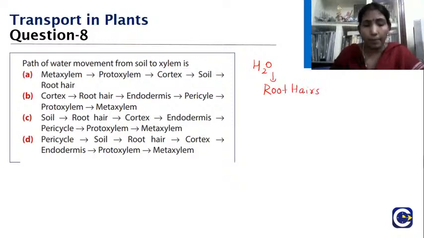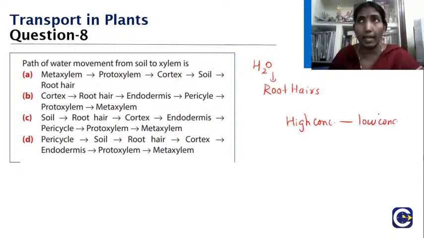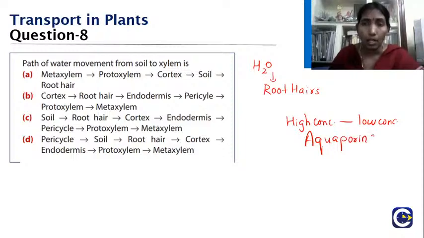Okay, so what is happening? It will make the internal medium hypotonic. Okay, so the absorption of water will become more passive. It will go from a region of higher concentration to lower concentration. So that is how the water is going to move without any energy expenditure, like a facilitated diffusion. Mainly we have water channels, which we call aquaporins. Only through these will the water movement happen.